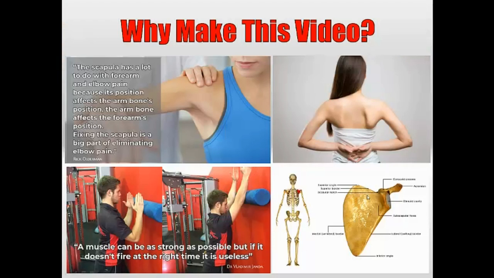So okay, first reason why I want to make this video, I kind of alluded to it then. Examples would be when I've spoken about elbow problems, and I've made reference to a quote of another therapist who's found the same: the scapula has a lot to do with forearm and elbow pain because its position affects the arm's position within the shoulder socket, which in turn affects the forearm's position. So fixing the scapula is a big part of fixing the problem.